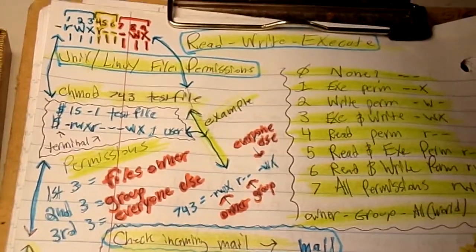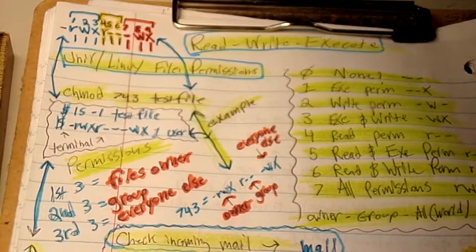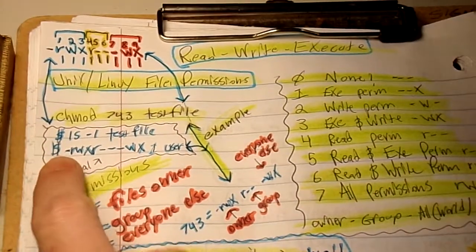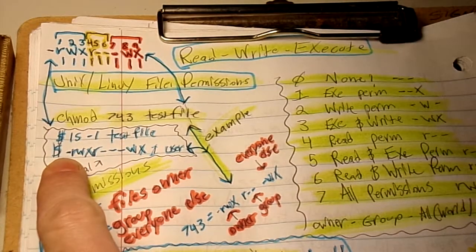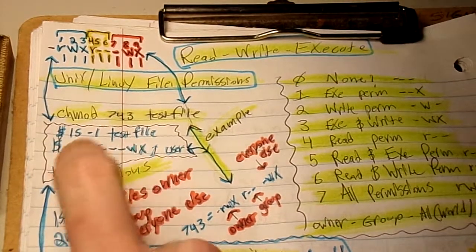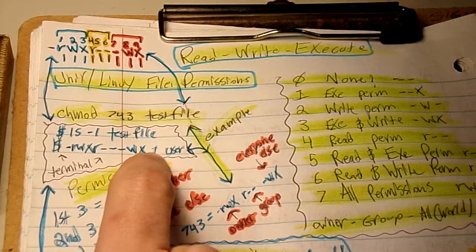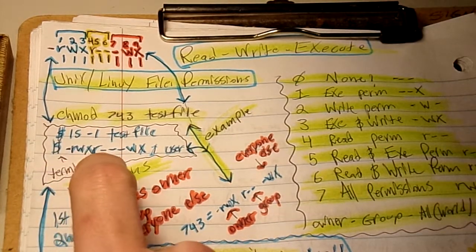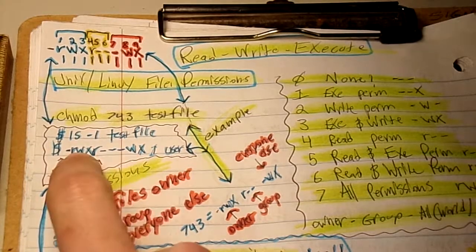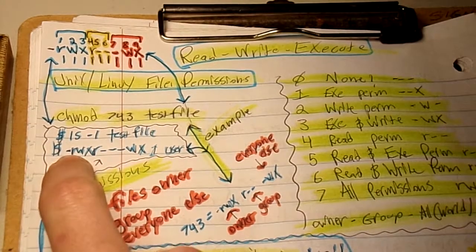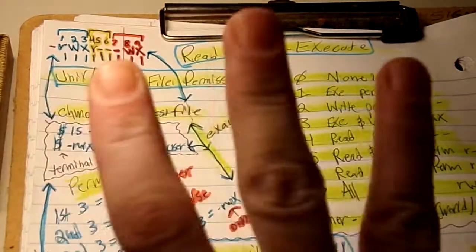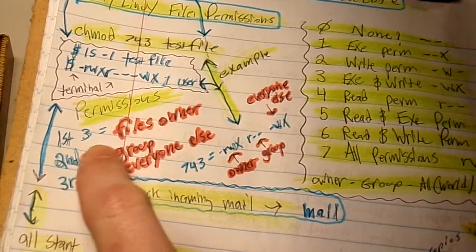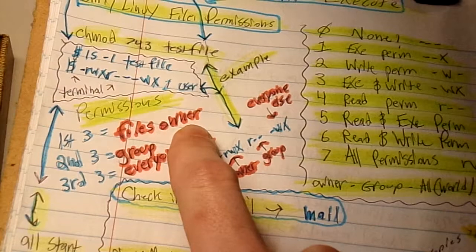So if we look over here on the right, we got some examples here. When you do an ls in the terminal, you'll see something like this next to your files: -rwxr--wx. The first dash doesn't count. After that you have 3 groups of 3, right here. The first 3 represent the file's owner and the permissions for that.